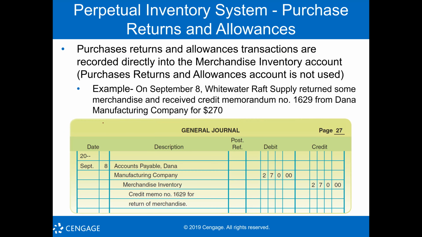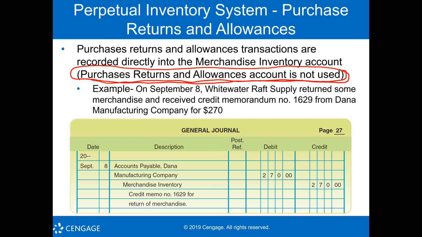All right, purchase returns. I mentioned at the start of the recorded lecture that with the perpetual inventory system, we do not use the purchase returns and allowances account, right? It's not used. When merchandise is returned, it just decreases the cost of the inventory, right?